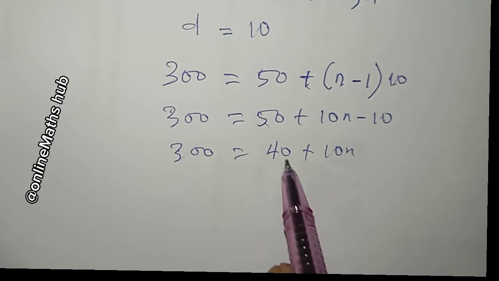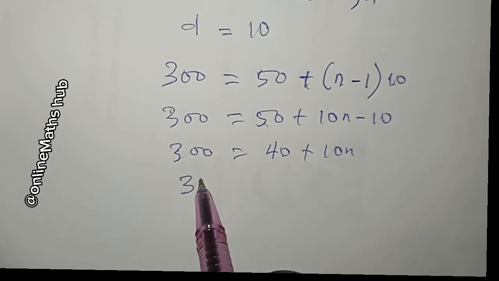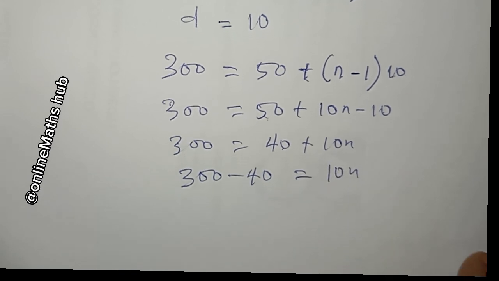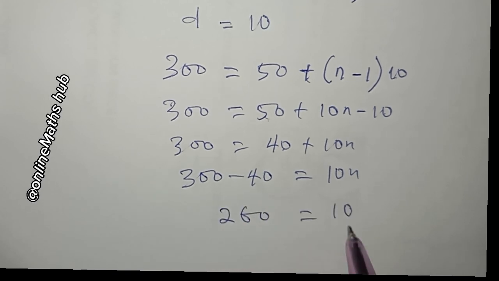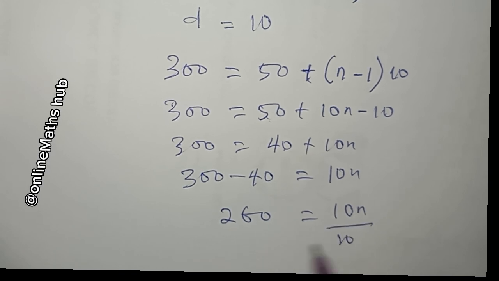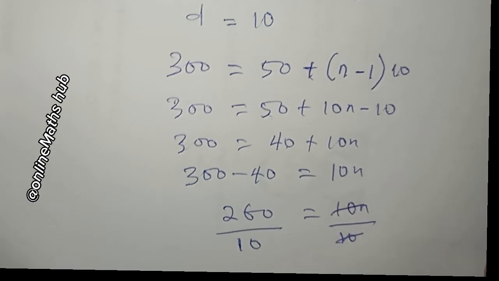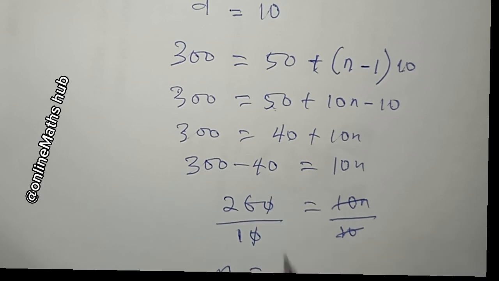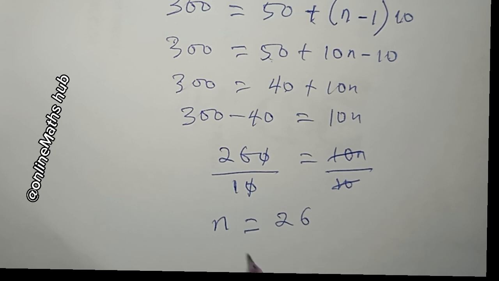So the next thing I want to do is actually to take this one to this side to bring 40 to the left hand side. So I have 300 minus 40 is equal to 10n. And then when you subtract, this is going to give you 260 is equal to 10n. And then you can divide through by the coefficient of n, which is 10, so that we can get our n. And obviously you can see that n is equal to 260 divided by 10, which is equal to 26. So this shows that we actually have 26 terms in this sequence.